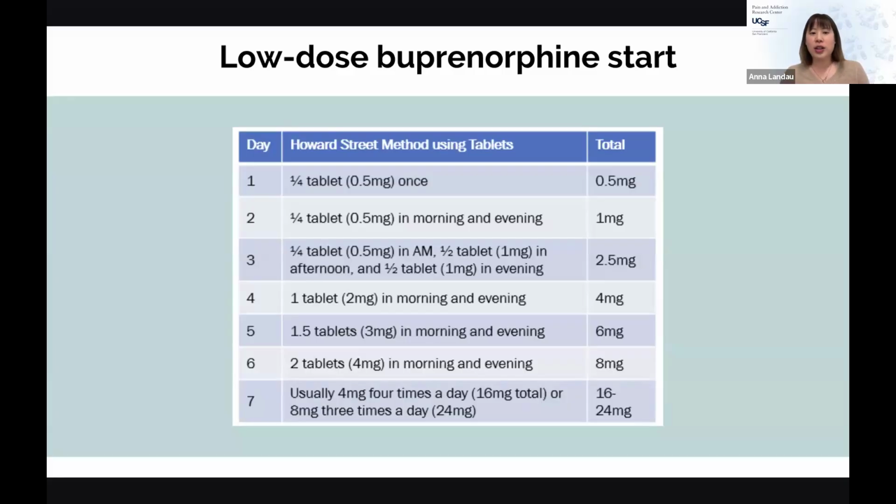Then day 4, they're up to 2 milligrams in the morning, 2 milligrams in the evening, for a total of 4 milligrams. Day 5, they're at 3 milligrams in the morning and evening for a total of 6. And by day 7, they're usually doing 4 milligrams 4 times a day or 8 milligrams 3 times a day, for a total maintenance dose of 16 to 24 milligrams, or even higher if someone has a high tolerance, such as from using fentanyl.